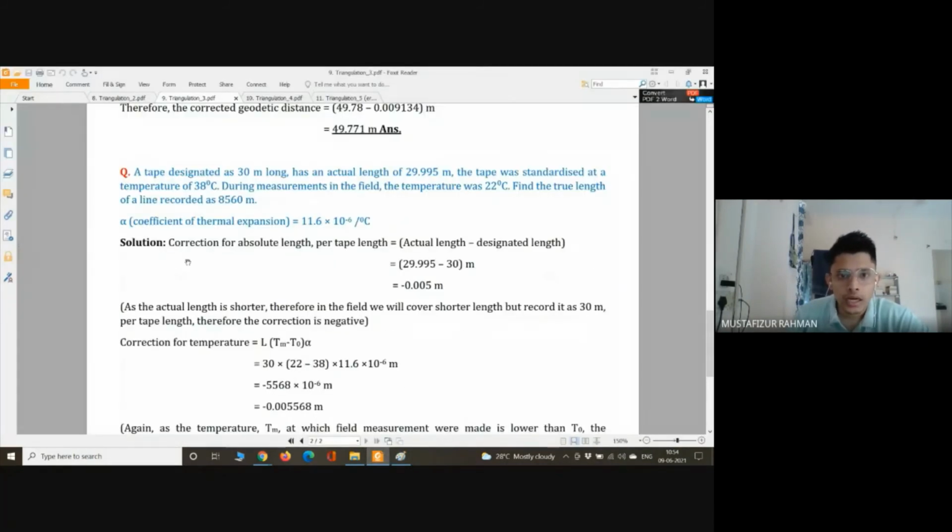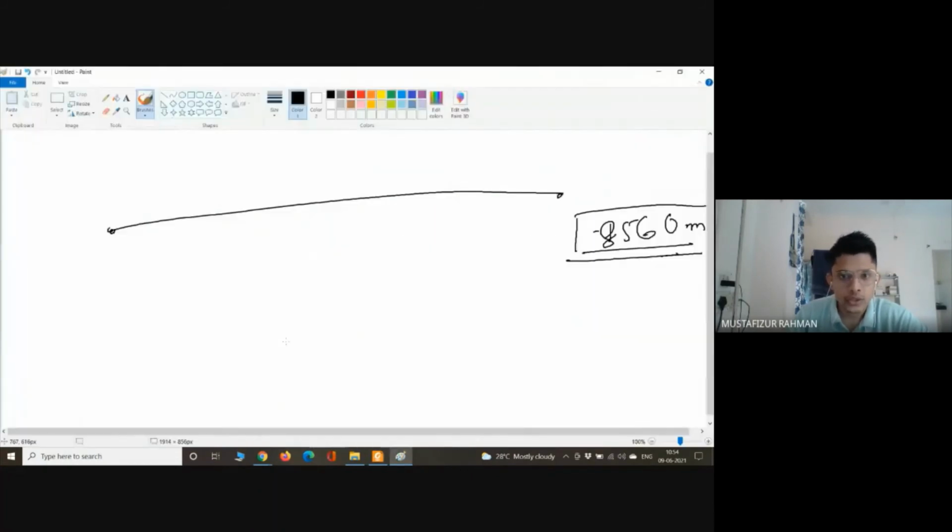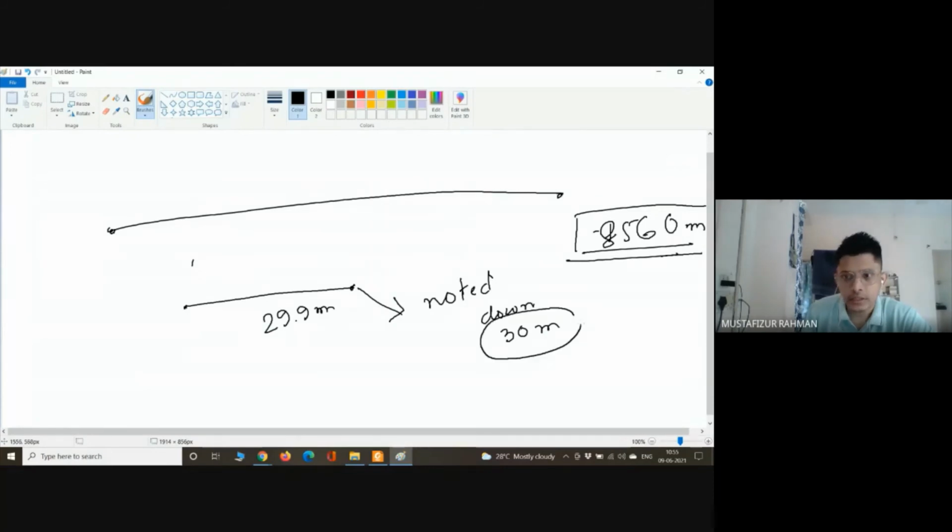So first, correction due to absolute length. Because it has some defects, it is not actually 30 meter. So actual length minus designated length. So what we were doing, actually this is not 30 meter. Actually this is 29.9 meter. But we are noting down 30 meter, right? We noted down 30 meter. So for correction, what do we have to do? This is the real value. For correction, we have to minus the 0.1 meter, right? That is our correction. So this correction is going to be negative.